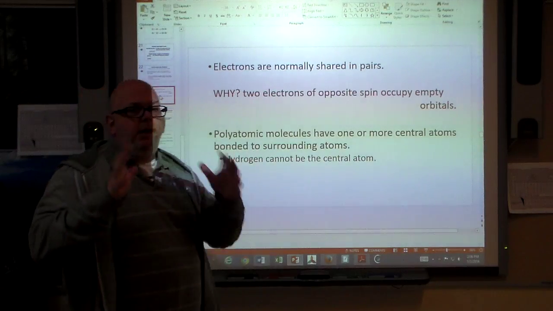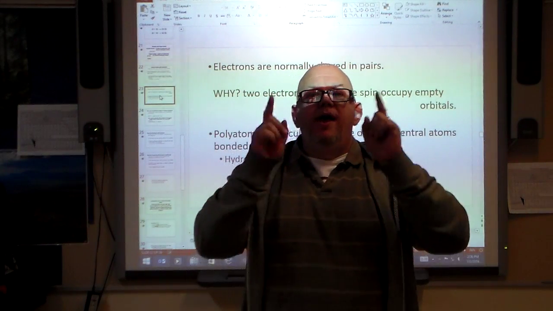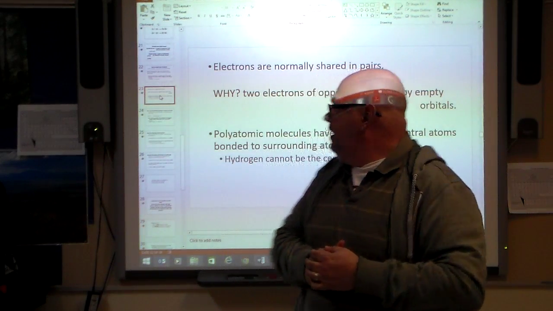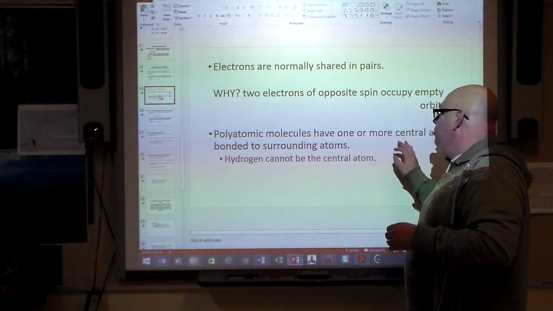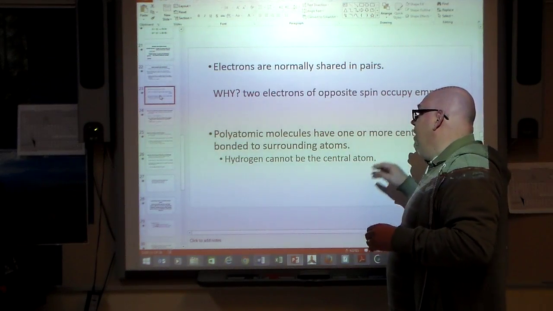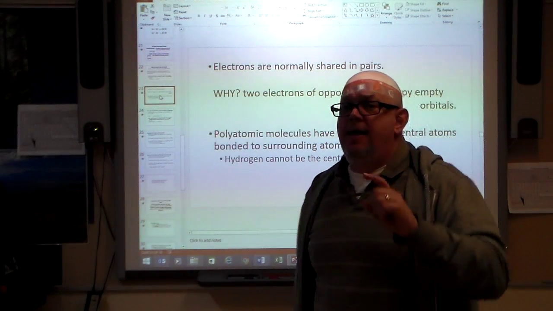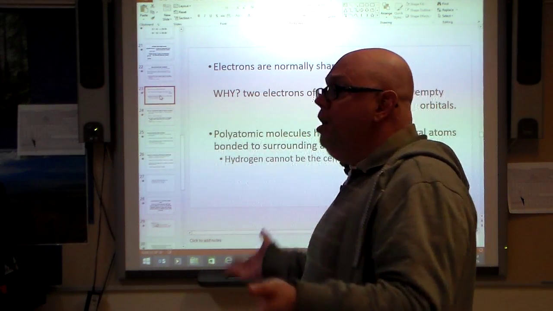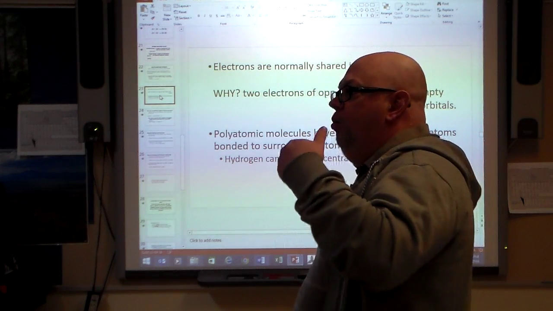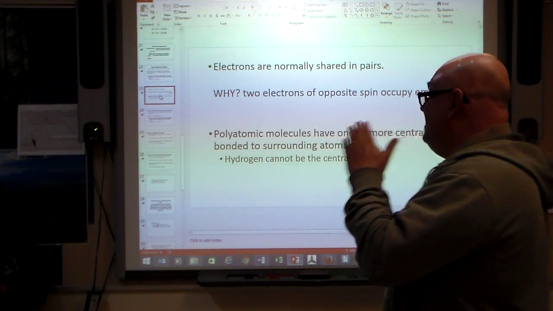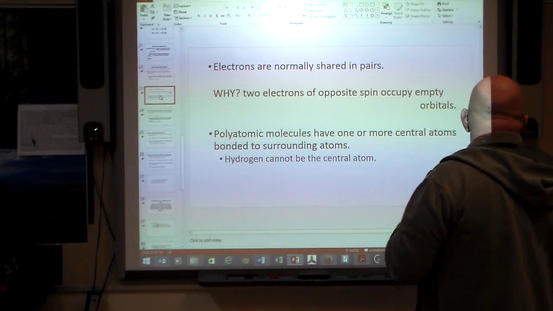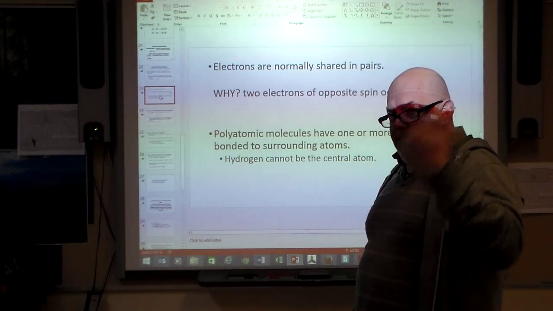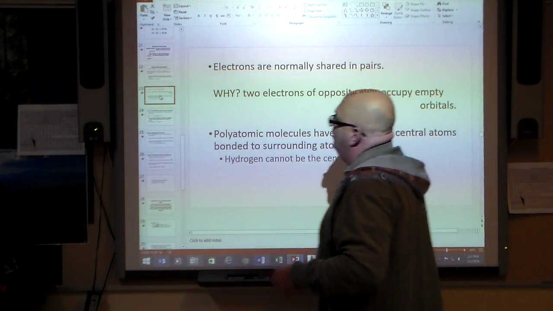Now, polyatomic means you have more than one atom connected to each other. When we talk about polyatomic molecules, they have one or more central atoms bonded to surrounding atoms. Hydrogen cannot be the central atom. Why? Because hydrogen is too small. Carbon can be a central atom. We can look at silicon being a central atom. We can even look at aluminum or sulfur or oxygen being central atoms, okay?